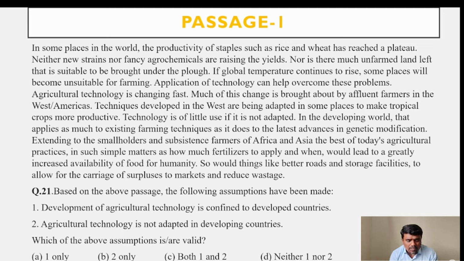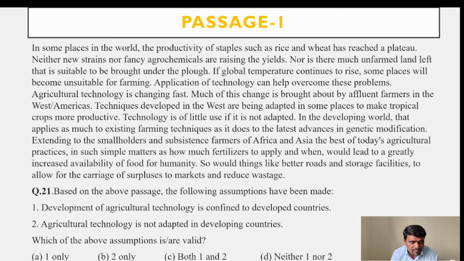Okay. It's not only agricultural technology; it includes very small things also. When we use fertilizers, improving the efficiency of the usage of the fertilizers is also part of agricultural technology. Okay, as per the passage, we need to improve the roads and the storage facilities to reduce the food wastage. This is the problem statement in the passage.